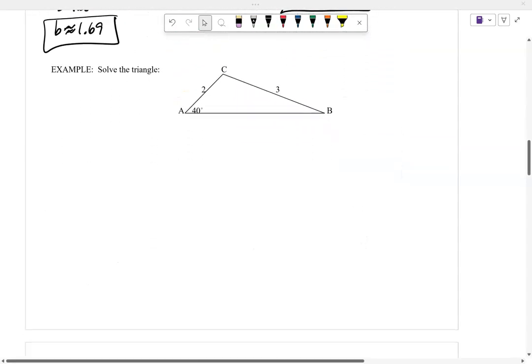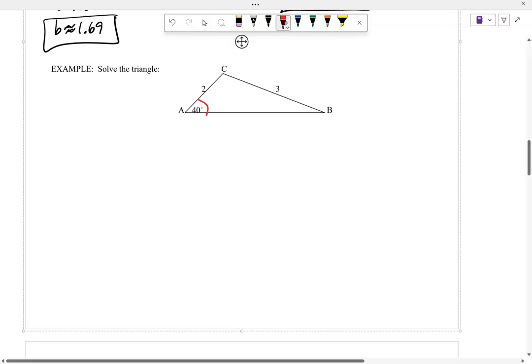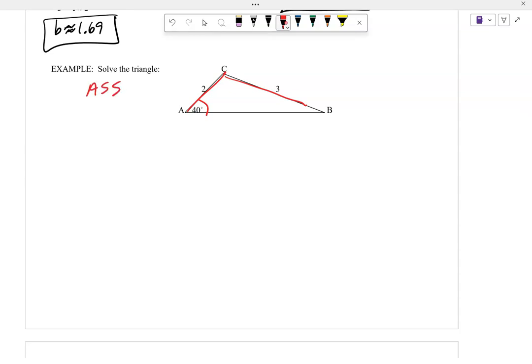Alright, let's get into our last scenario with the law of sines, and then we'll do a bunch of these types of examples. Notice I'm given an angle, a side, and a side. This is the pain in the ASS, right, or side-side-angle. This is the ambiguous case, okay? And so with the ambiguous case, you just got to be careful with it. You should be able to walk yourself through it.